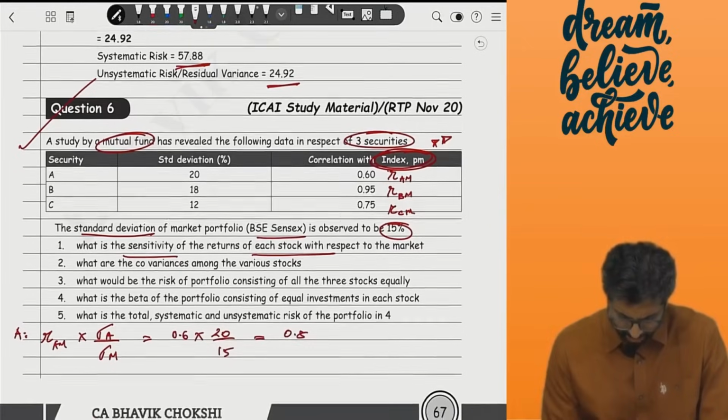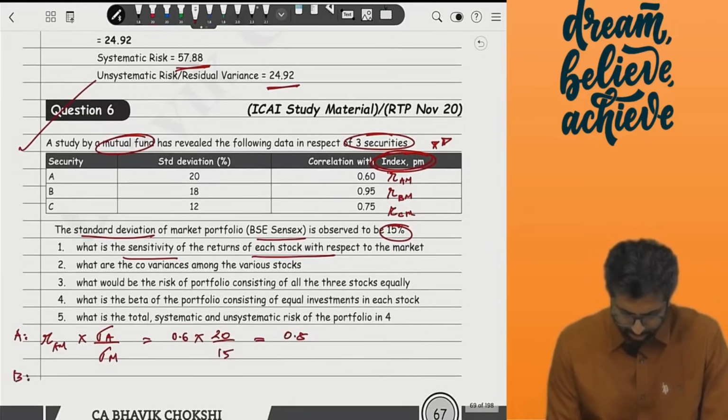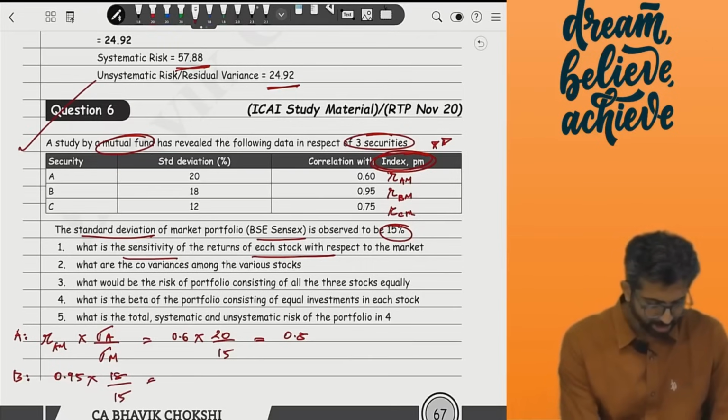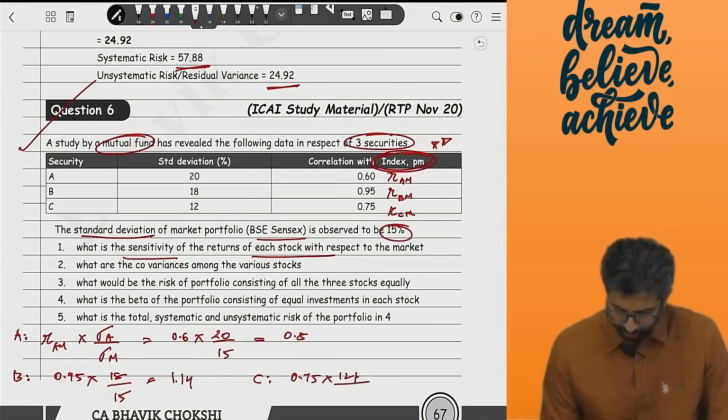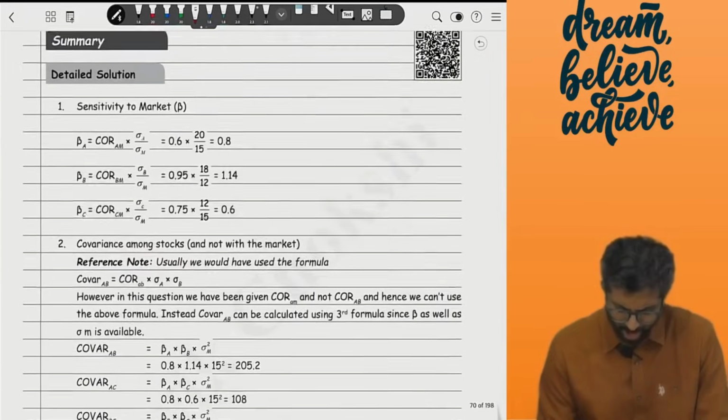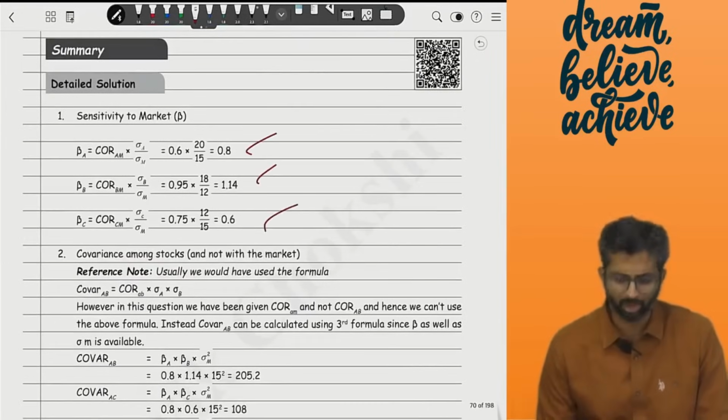which is basically 0.6 into 20 upon 15, which will come to probably 0.8. Then similarly, you do the working for B, which is 0.95 into 18 upon, let us say, 15. So 18 into 0.95 upon 15 comes to 1.14, and for C, the working is 0.75 into 12 upon 15, so probably this comes to 0.6. So the beta is quite easy: 0.8, 1.14 and 0.6.